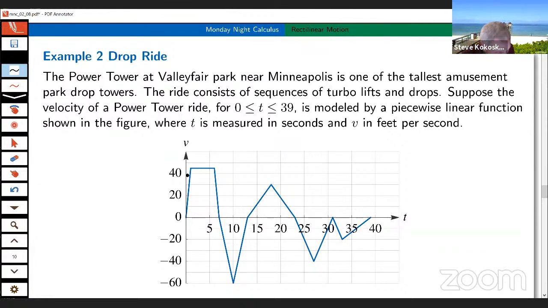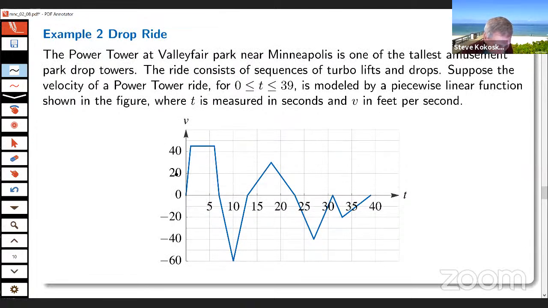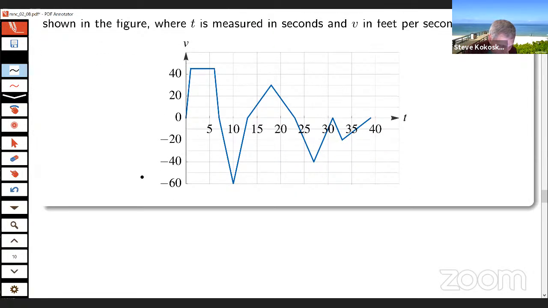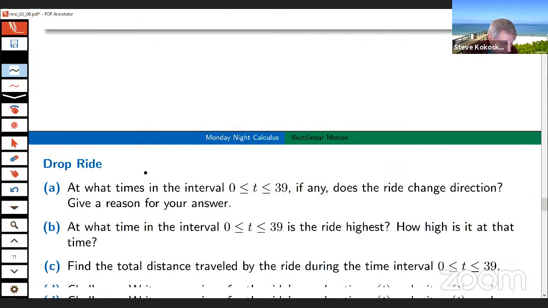All right, well, let's suppose that the velocity of this Power Tower ride is modeled by this piecewise linear function shown in this figure. T is measured in seconds and V is in feet per second. So there it is. So I have a series of questions here.